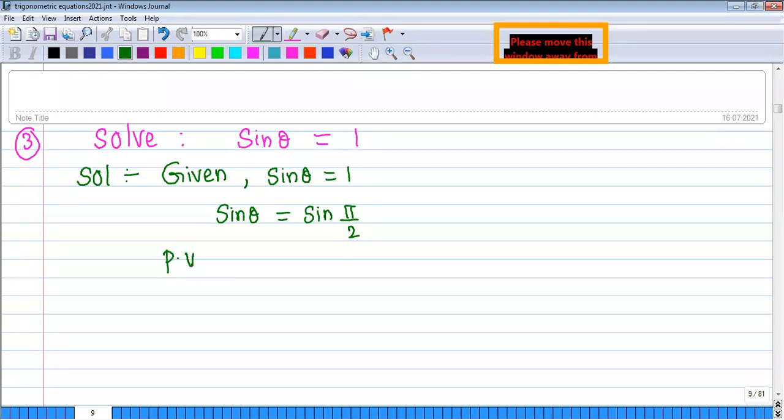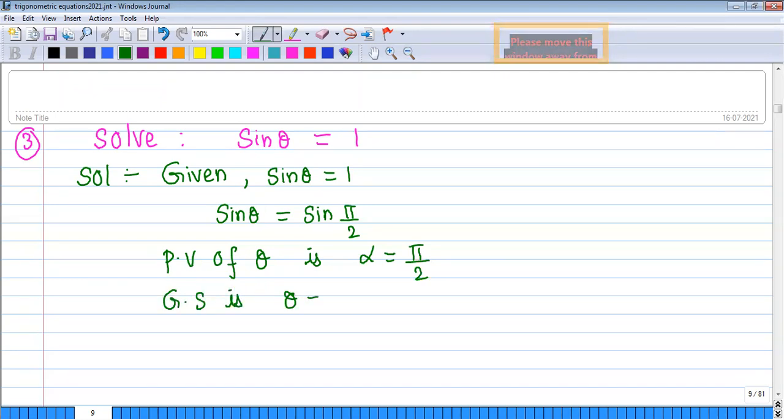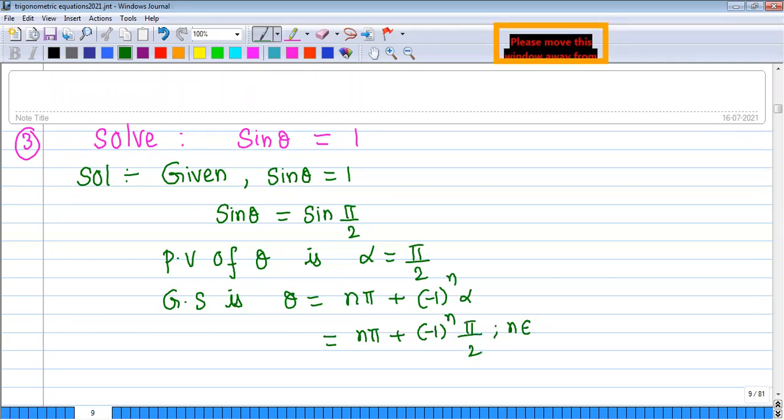Now the principal value of theta, alpha, is equal to pi by 2. By the general solution, GS, theta is equal to n pi plus minus 1 whole power n into alpha, that is, n pi plus (minus 1) to the power n times pi by 2, where n belongs to Z.